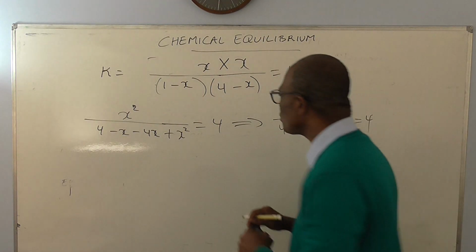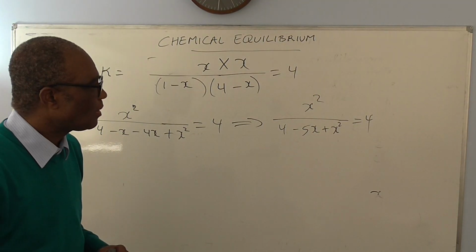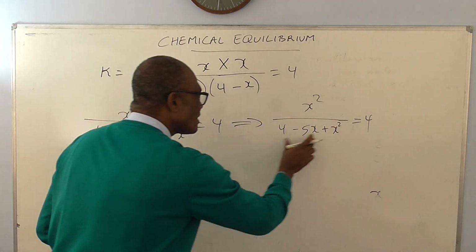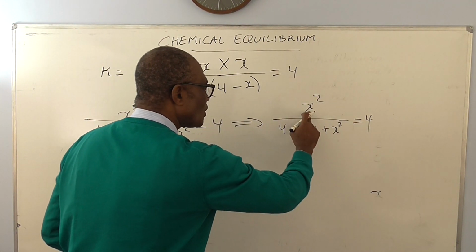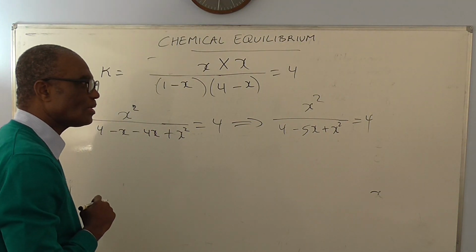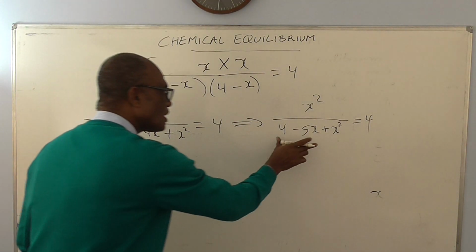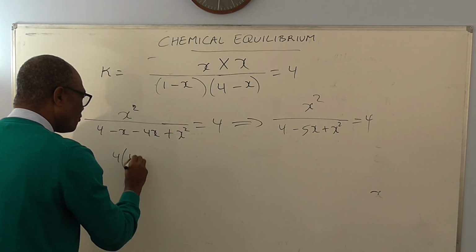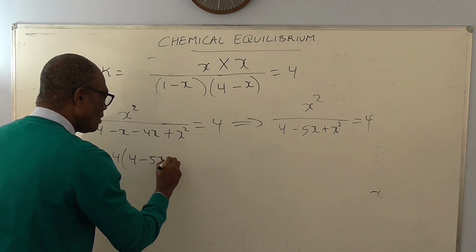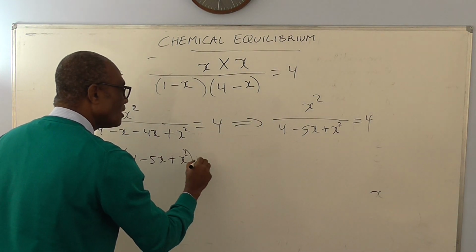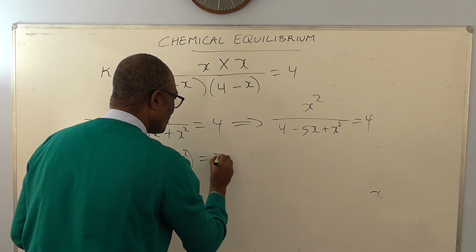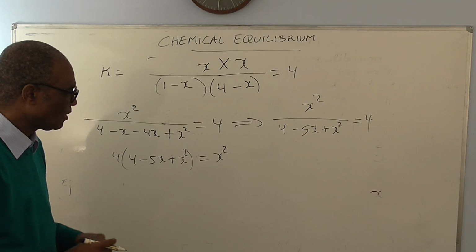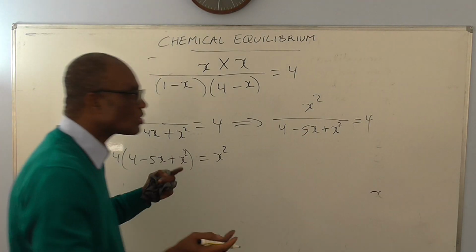And from here, we are going to do cross multiplication. This multiplied by 4 is equal to x squared. Okay, it is what we are going to do. This multiplied by 4, so we get 4 multiplied by 4 minus 5x plus x squared is equal to x squared. Okay, so we get like that because we do cross multiplication.